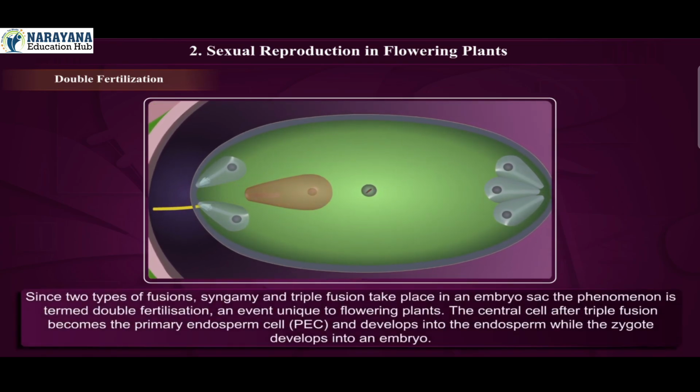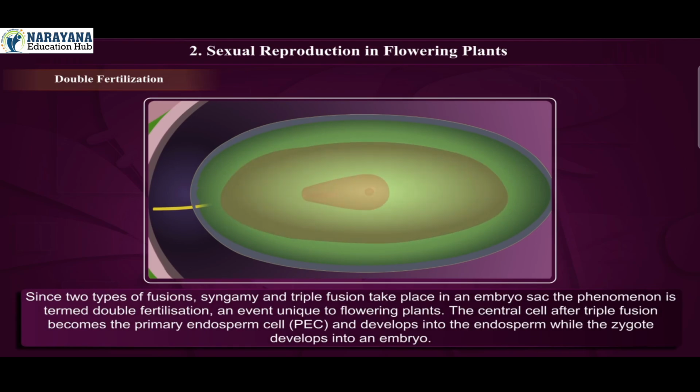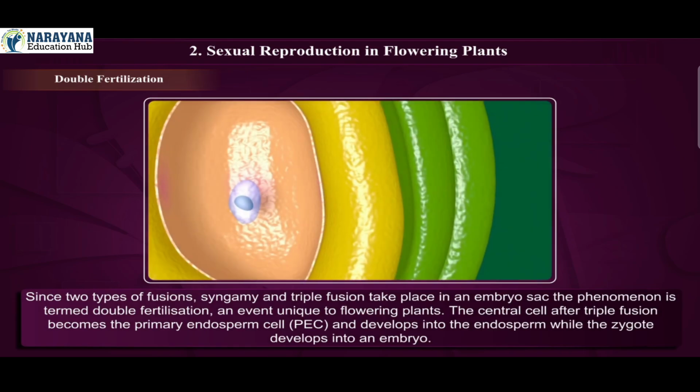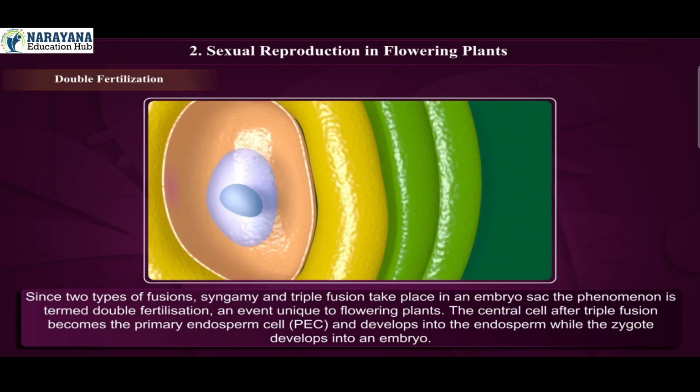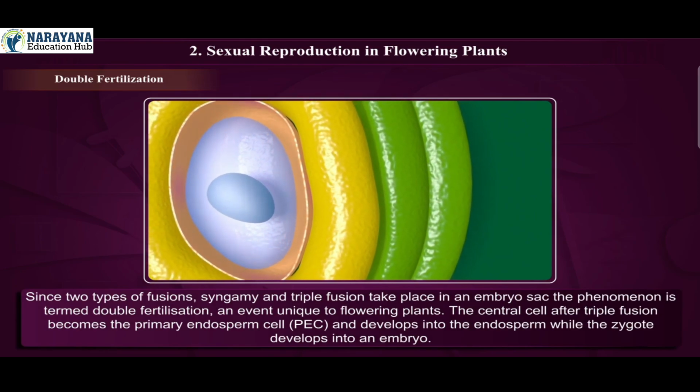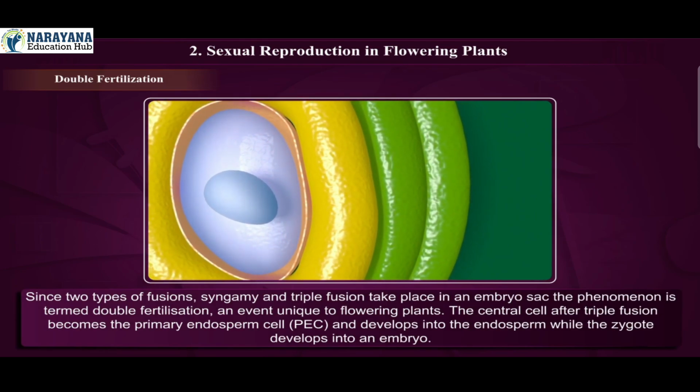Since two types of fusions, syngamy and triple fusion, take place in an embryo sac, the phenomenon is termed double fertilization, an event unique to flowering plants.